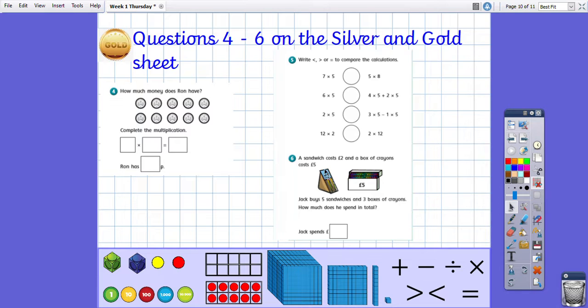And then question 6 for you is a problem. So a sandwich costs £2 and a box of crayons costs £5. Jack buys 5 sandwiches and 3 boxes of crayons. How much does he spend in total? So there's a couple of steps to your problems there.